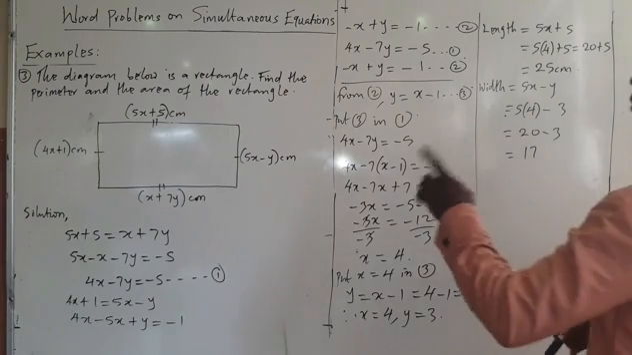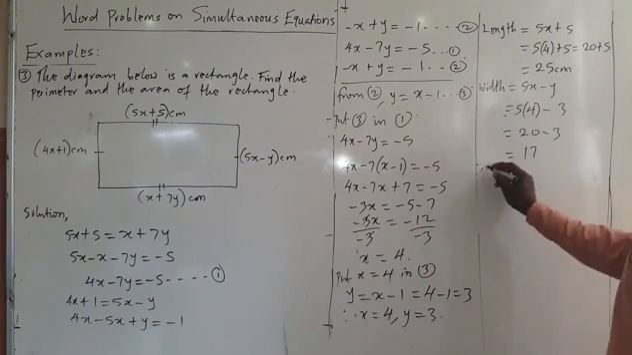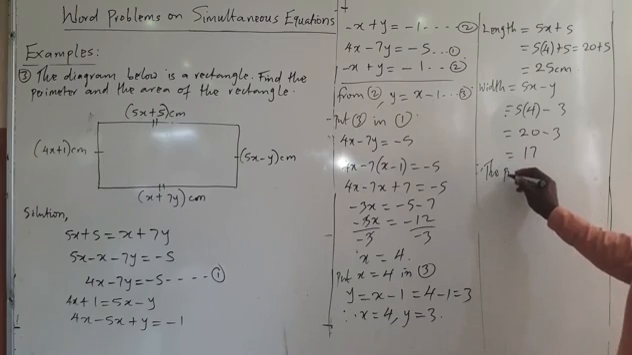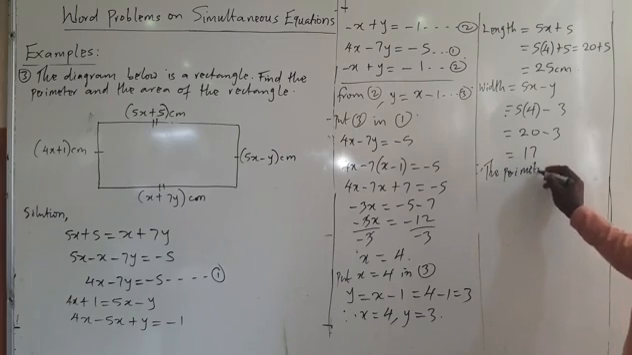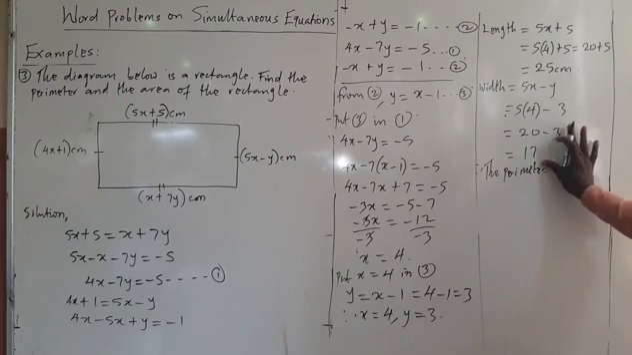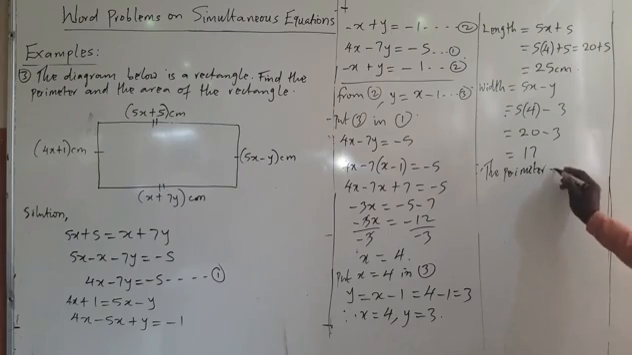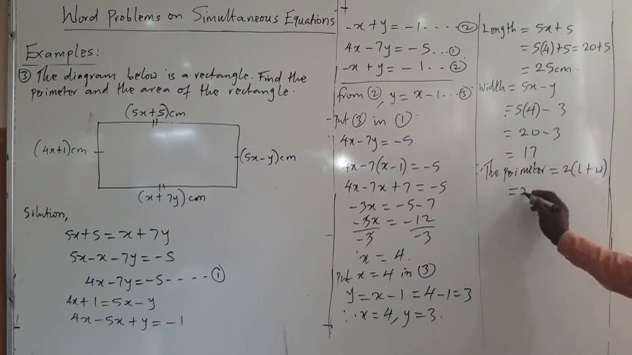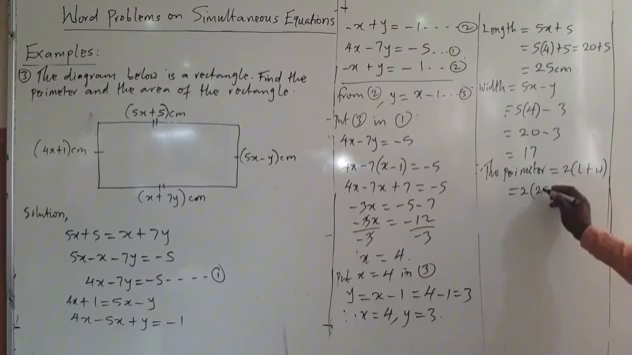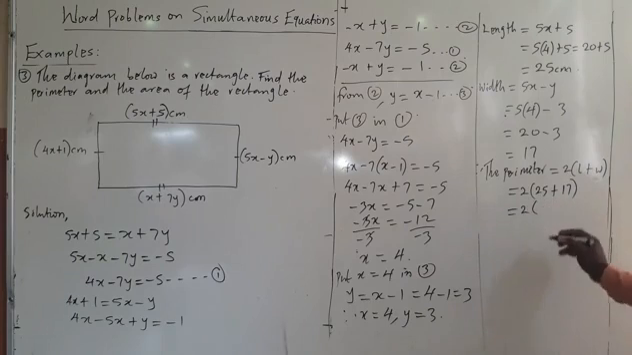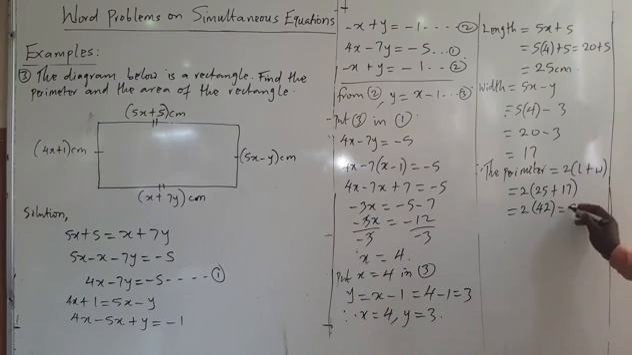But the question says find the perimeter. So you can now say the perimeter equals 2 into length plus width. So which equals 2 into, length is 25, while the width is 17. So which equals 2 into 25 plus 17, that's 42. So which equals 84 centimeter. So that is the perimeter of the rectangle.